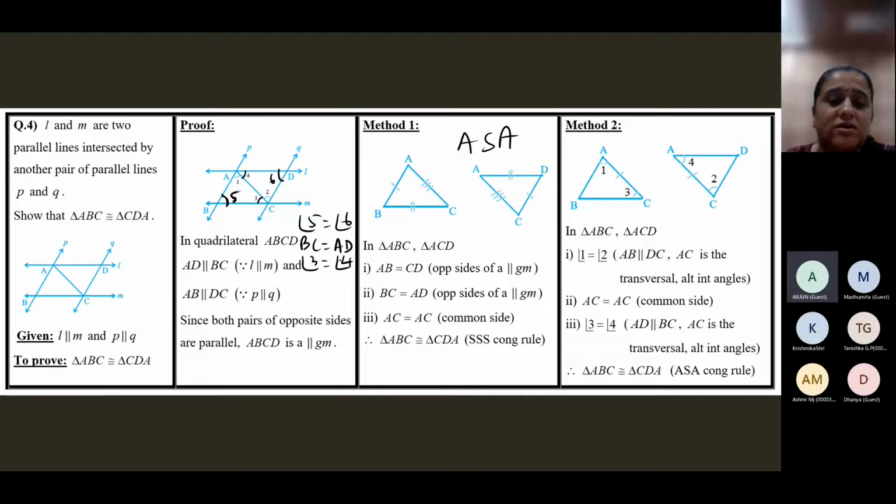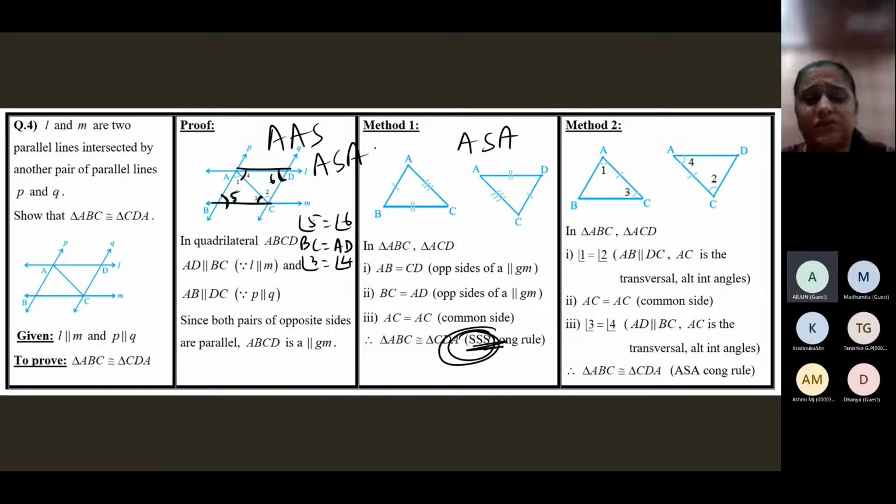So see, 5, 3, BC. 6, 4, AD. So many ways. You can do ASA, AAS, SSS. I've told you SSS here. SSS is only this one. There's no other way of getting SSS because we've used all three pairs of equal sides, so you don't have anything extra. But for AAS and ASA, you can write the equalities in different combinations, different ways.